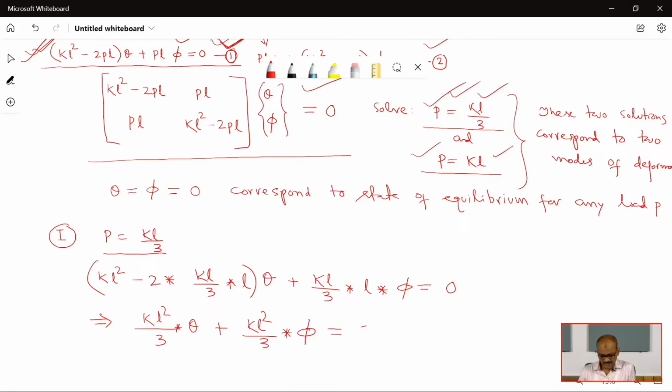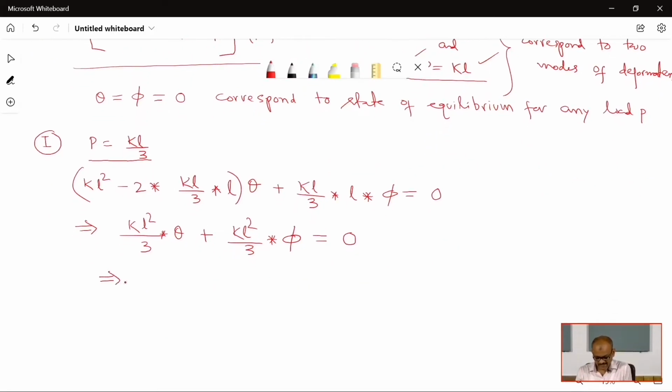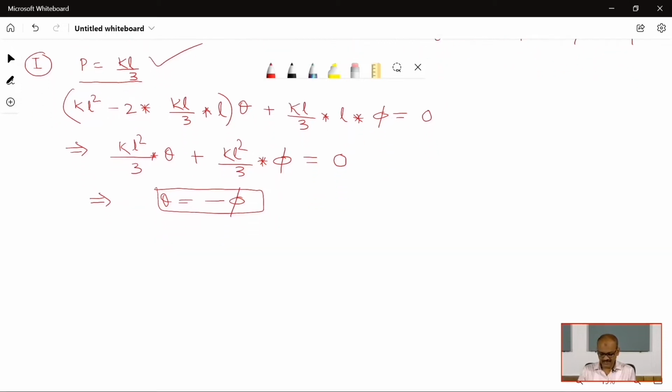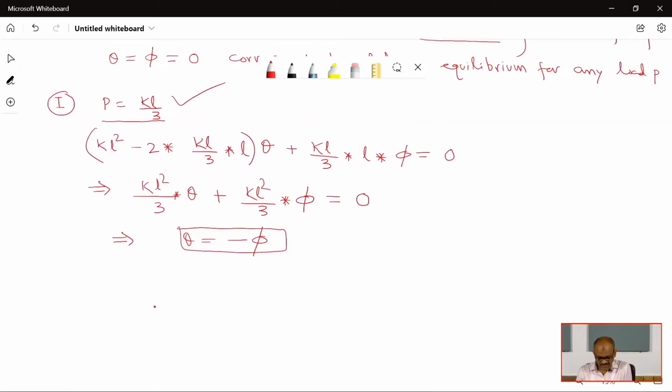This will be equal to 0. This implies theta is equal to minus phi. And if we plot the mode shape corresponding to load P is equal to KL by 3, it will come like this.